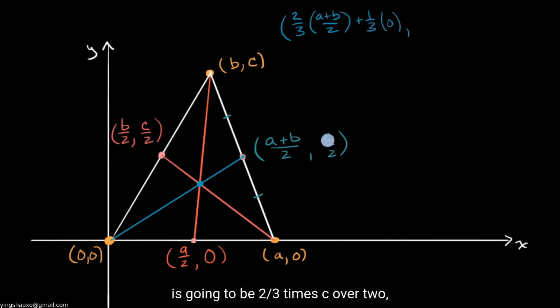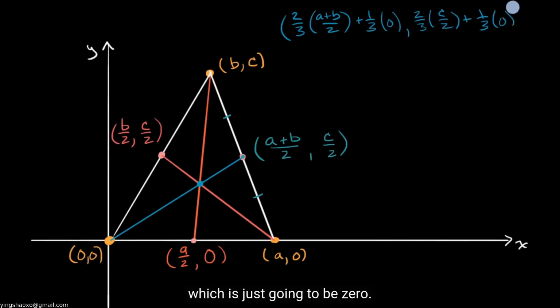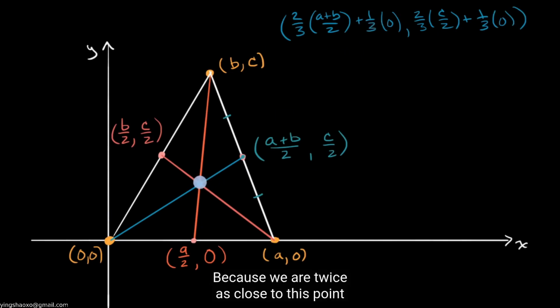And then the y-coordinate is going to be 2/3 times c over 2 plus 1/3 times the y-coordinate here, which is just going to be 0. Now, once again, why do we have this 2/3 and this 1/3 weighting? Because we are twice as close to this point as we are to that point. Now, if we wanted to simplify it, what would we get?